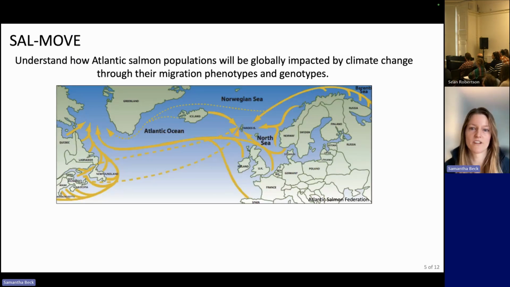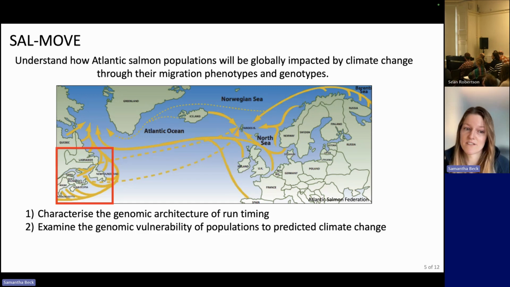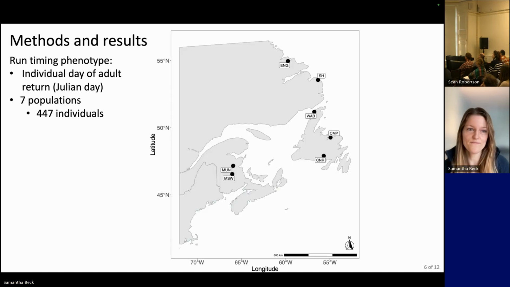And this is where SalMove comes in. So SalMove aims to understand how Atlantic salmon populations will be globally impacted by climate change through their migration phenotypes and genotypes. So we've got this amazing array of collaborators across the range of Atlantic salmon. But for today, I'm just going to focus on our Canadian results, where we've characterized the genomic architecture of run timing, and then we went on to examine the genomic vulnerability of those populations to predicted climate change.